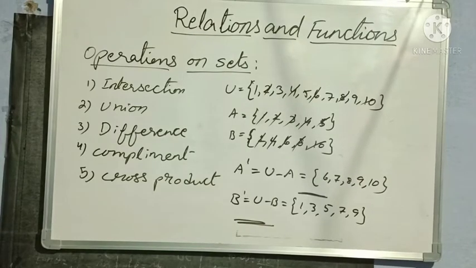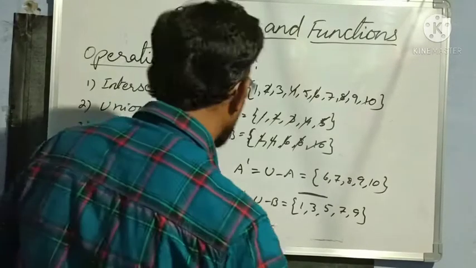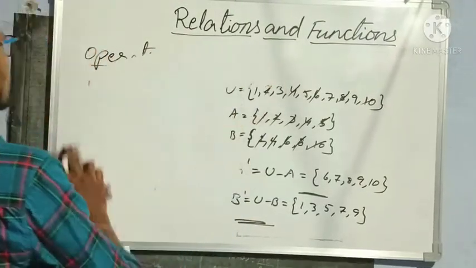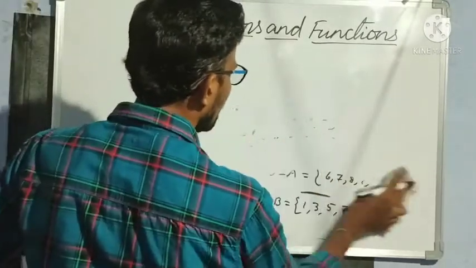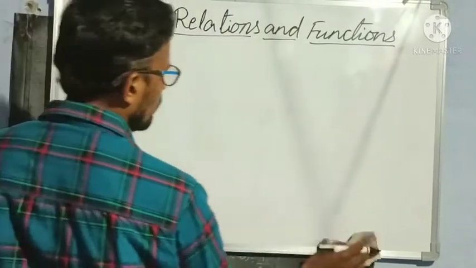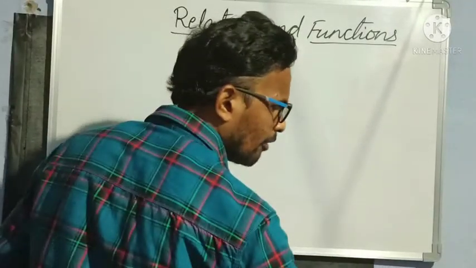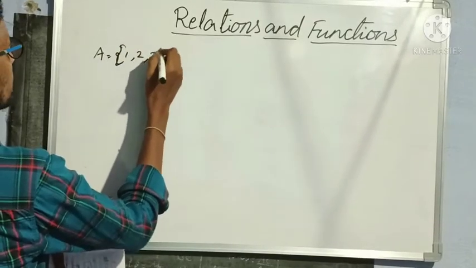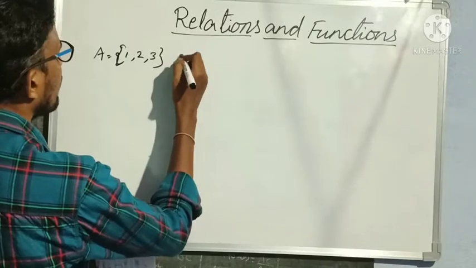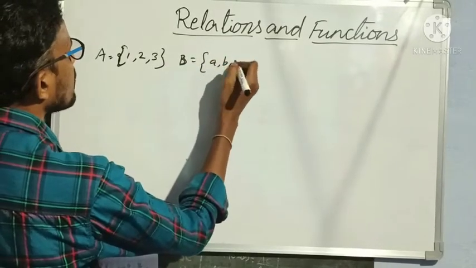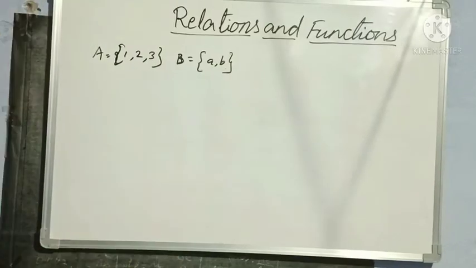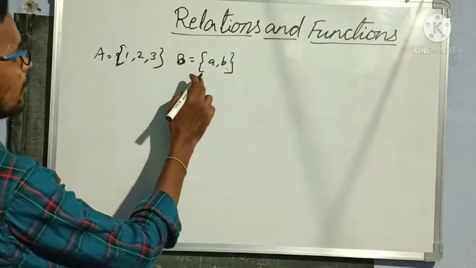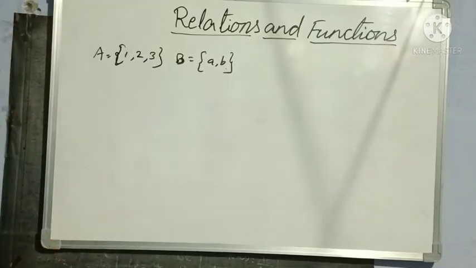Okay. So these 4 are operations on sets and one more is their cross product. So our relation starts from cross product. So understand the cross product very carefully. Okay. So now I will take only 5. Suppose my set A contains only 3 elements: 1, 2, 3. And set B contains only 2 elements: small a comma small b. How many elements in set A? 3 elements, that is 1, 2, 3. How many elements in set B? A comma B. Up to here everybody understood?